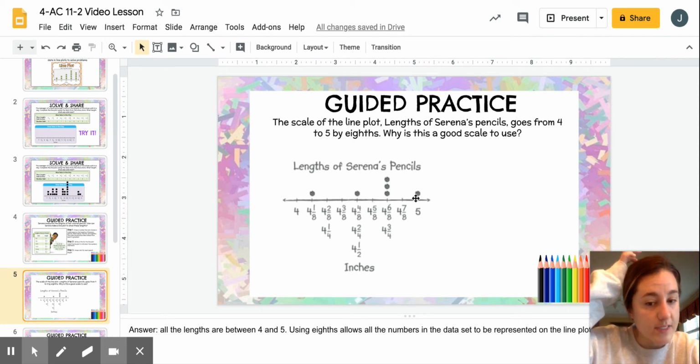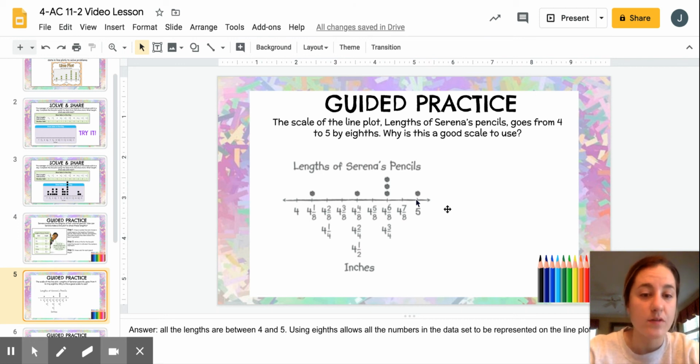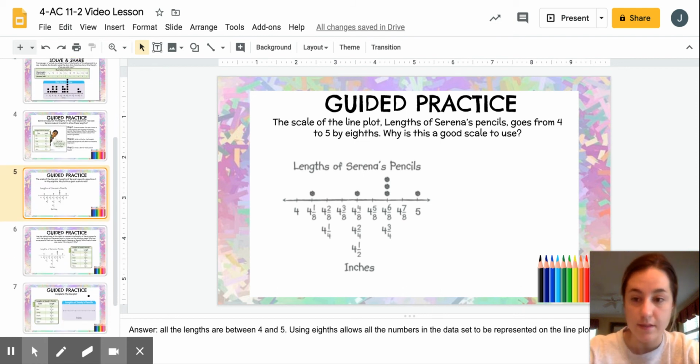And remember, we said we used eighths because it was the largest denominator, and it allows us to use equivalent fractions with fourths and halves. So it allows us to show all of the information on the line plot. So 4 and 2/8 is also 4 and 1/4. 4 and 4/8 is also the same as 4 and 2/4 or 4 and 1/2. 4 and 6/8 is also the same as 4 and 3/4. So using eighths, we were able to use all the information. I hope this is making sense.